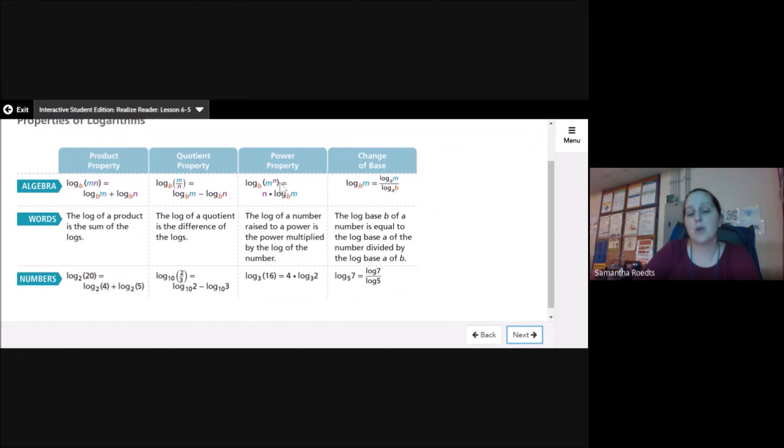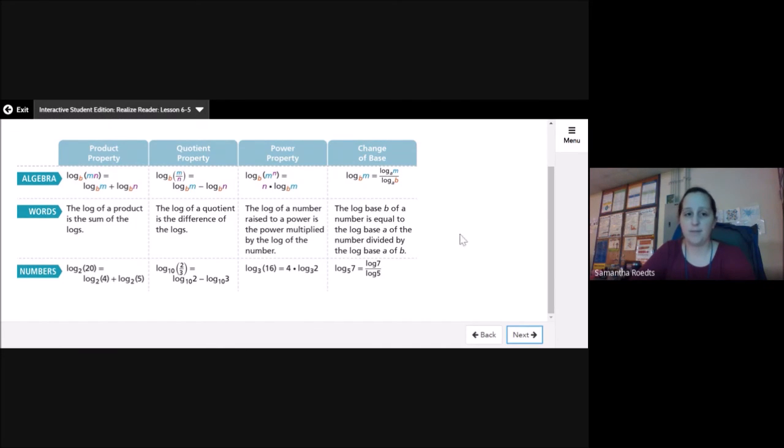Power property: if it's raised to a power, the log of a number raised to a power is the power multiplied by the log of the number. And then my change of base: log base B of M equals log base A of M over log base A of B, where A equals 10. So the log base B of a number is equal to the log base A of the number divided by the log base A of B. And that is the end of Unit 6, Lesson 5.